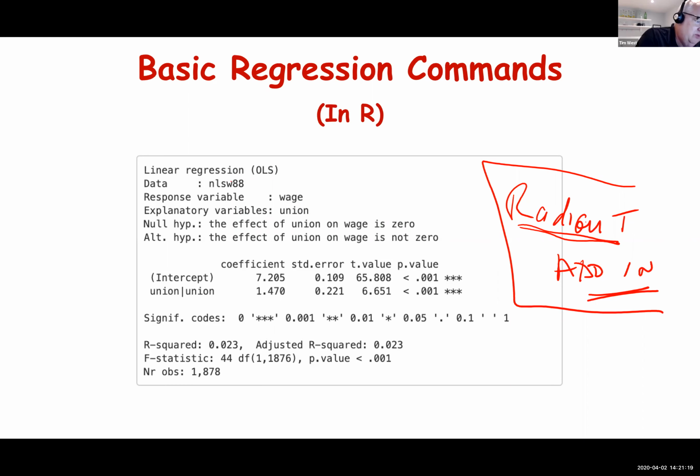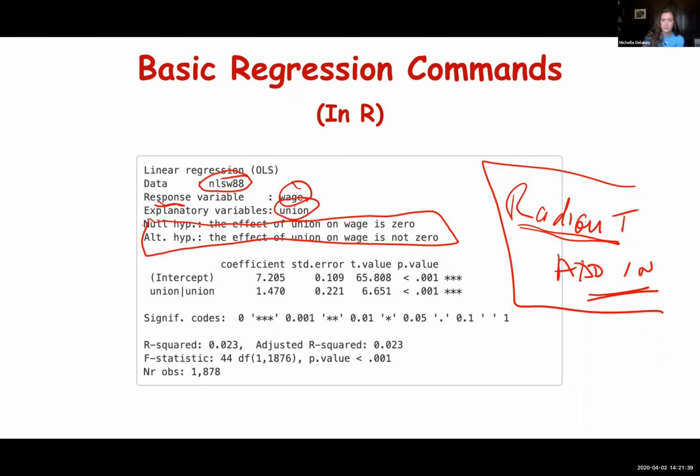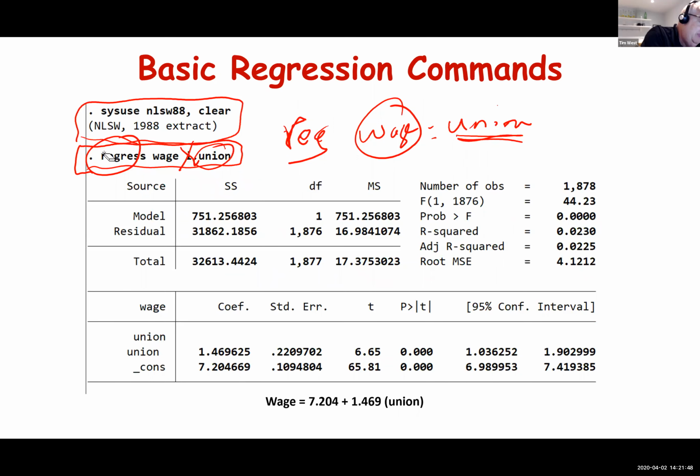So you could go in and you requested the same data set, and you designated your Y, and they call it a response variable here. Then you're explaining it with union. And then they automatically create a null hypothesis and an alternative for you. So there's really not a whole lot of difference, I don't think, in terms of the way you make the command work. So for me, I would just go in, say regress wage union.